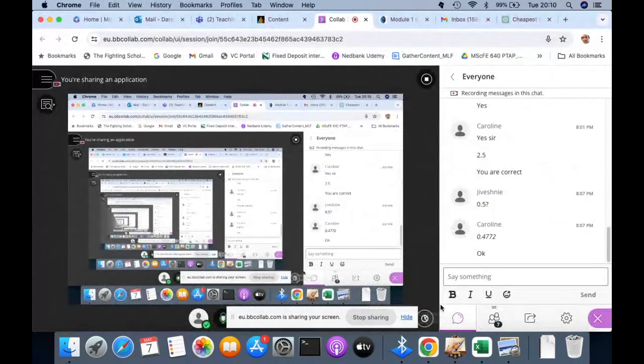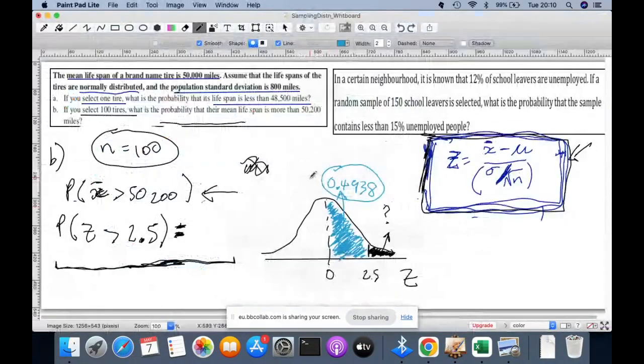Okay, fantastic. It doesn't matter if you got it wrong, but does everyone get how that blue area is 0.4938 though? So this blue area is 0.4938. But remember, we're not interested in the blue area. We need the black area, this area that I've shaded in black.